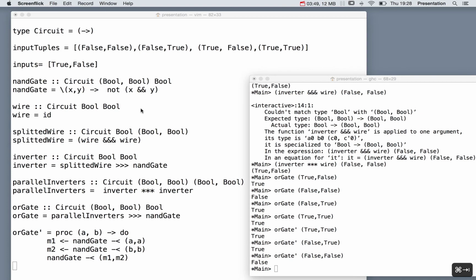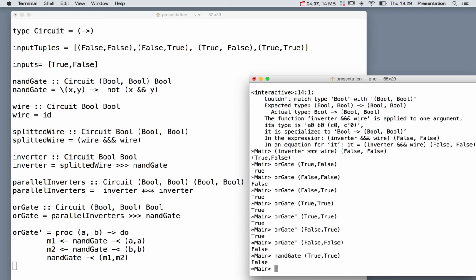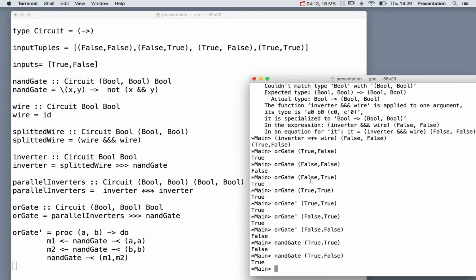Okay, but let's see how we can create this negative AND gate in Haskell. So you see here that if you apply true, then you get false, and if you apply false, then you get true. So in Haskell, function application is just a single space.